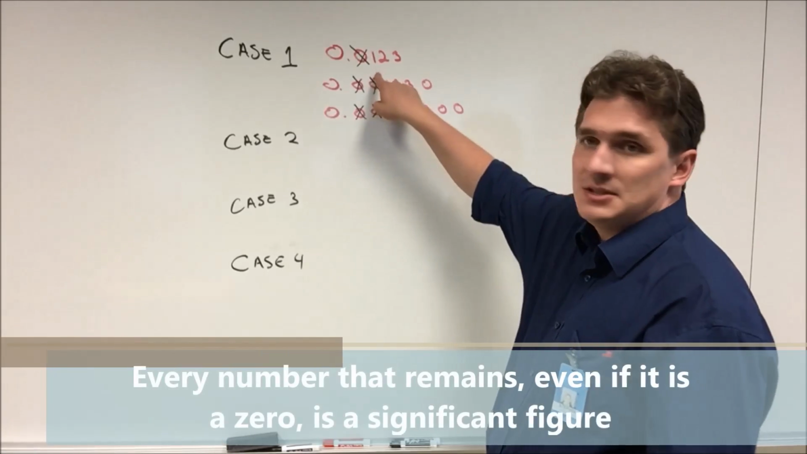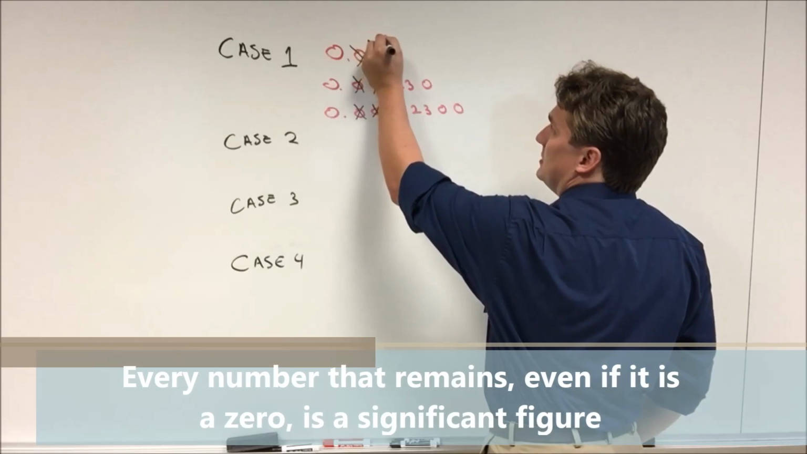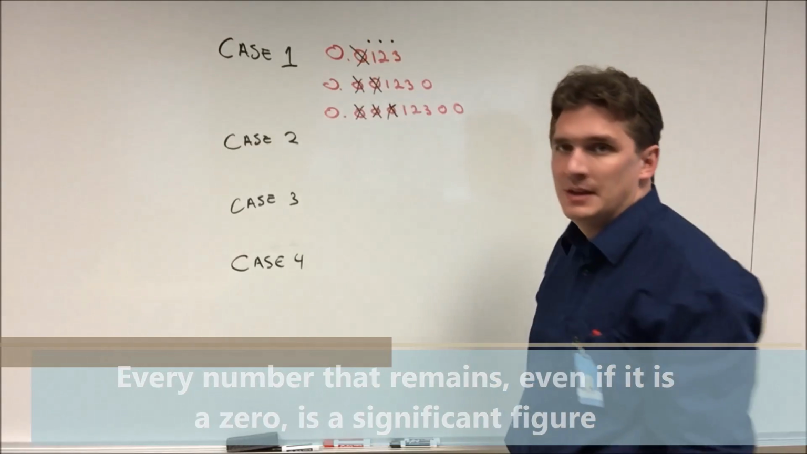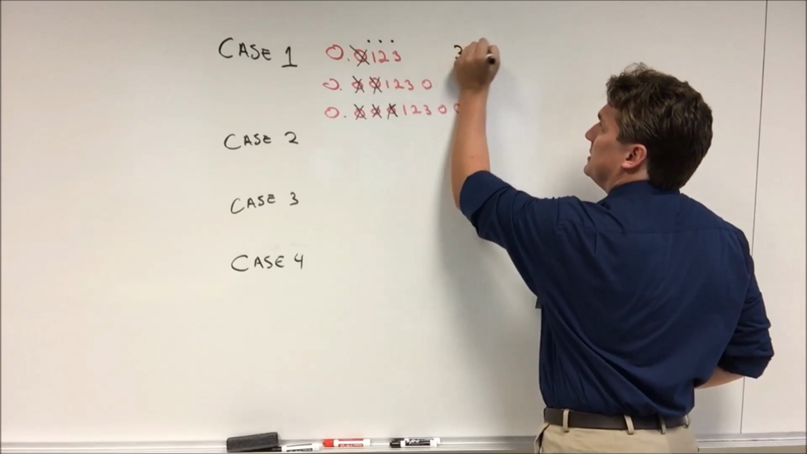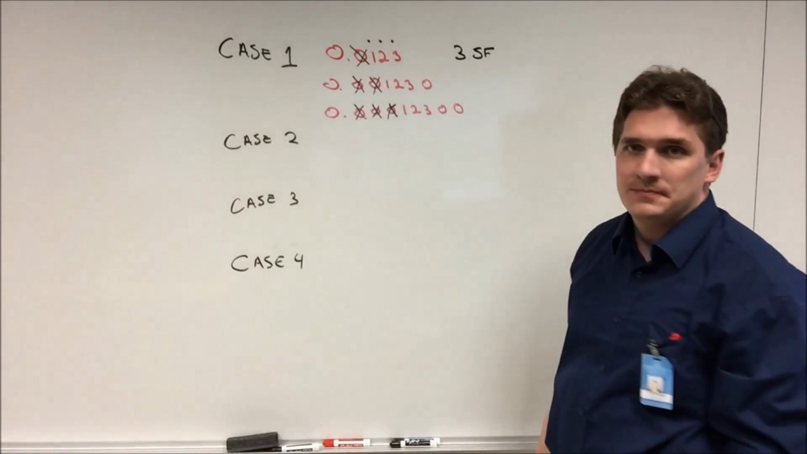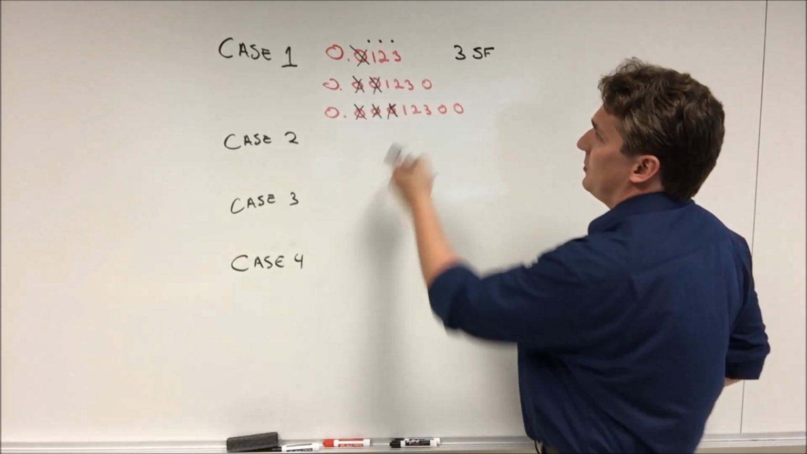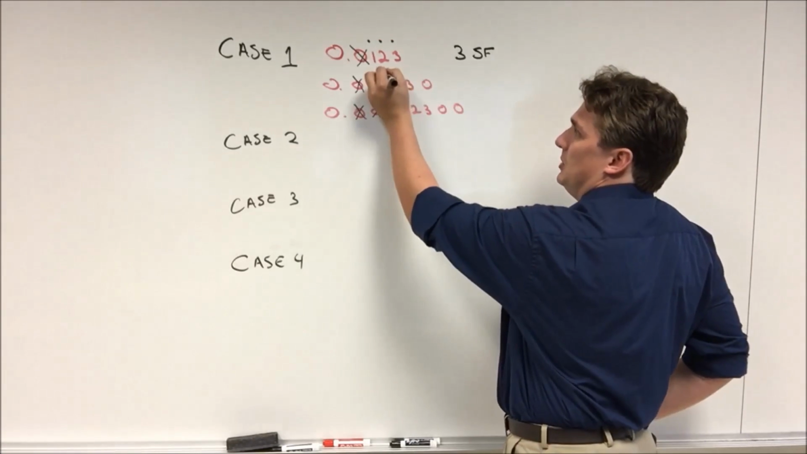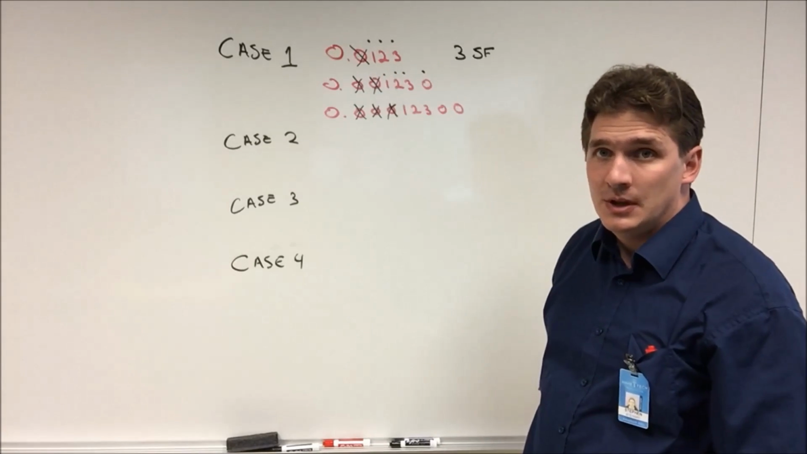So the first non-zero number is your first significant number. So in this case we have 1, 2, 3. And since we have these 3 numbers, we say this has 3 significant figures. Onto our next number, 0.001230. 1 is our first non-zero number. We've got 2, 3, and 0.